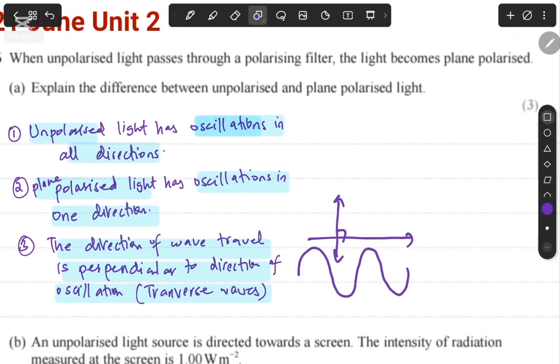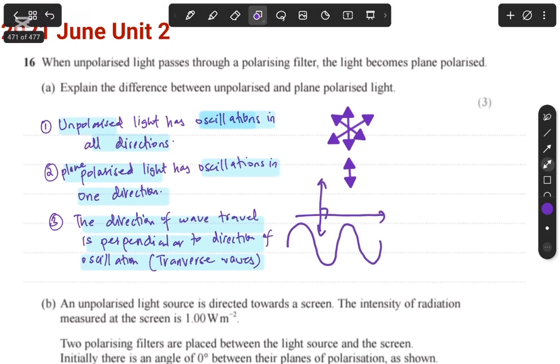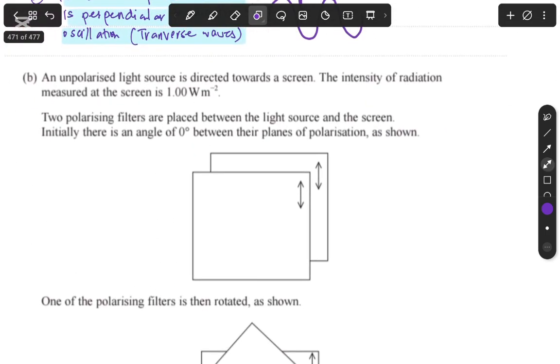And then we know this as well, that unpolarized light has oscillations in all directions and a plane polarized light has oscillation in only one direction. So I want you to understand this and then memorize it. This is repeated a lot and it's usually at the start of the polarization question they ask this. Okay, so let's move on to the next part now.